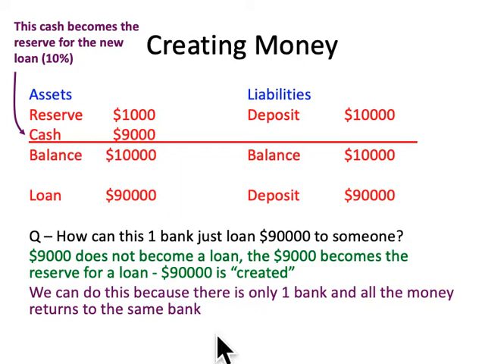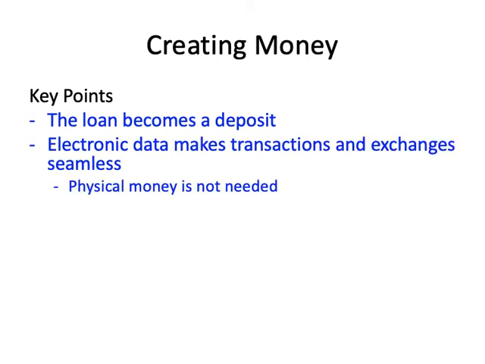And so we make some key points, right? We want to look at the fact that the loan becomes a deposit. We want to look at the fact that electronic transfer of data makes this possible. Without electronic transfer, these things become much more cumbersome and clunky. With electronic data and computer systems and technology, these are just keystrokes moving money. It's seamless, it's easy, there's no physical need for actual cash. And that's happening more and more these days.